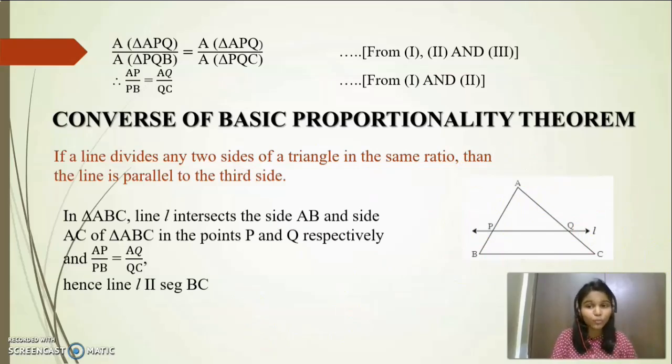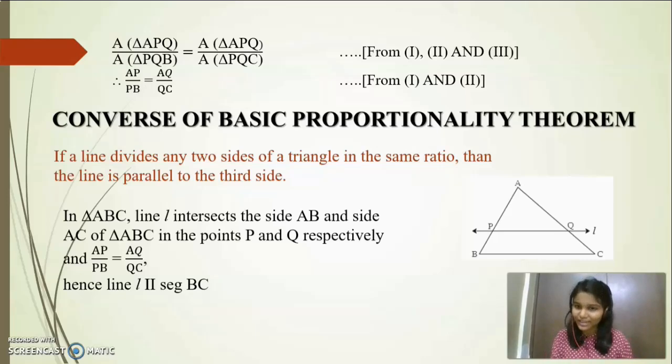And what we had to prove? That they are ratios. Which ratio? That the line which is dividing the other two sides, their ratios are same. And whereas in converse of BPT, the ratios are same is given. And therefore the lines are parallel. Clear? So whenever you are using basic proportionality theorem, how would you go about? First, basic, not converse. Please don't get confused.